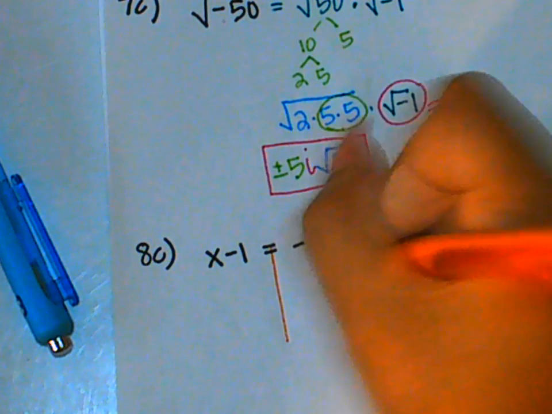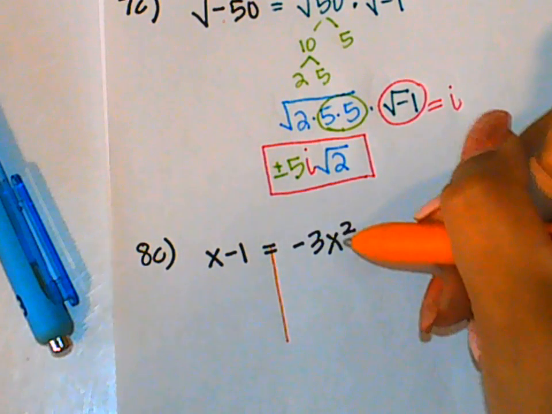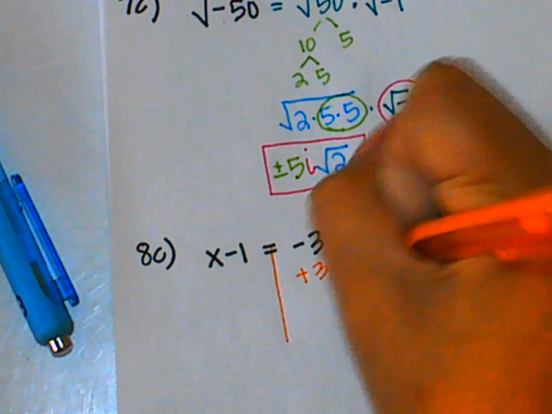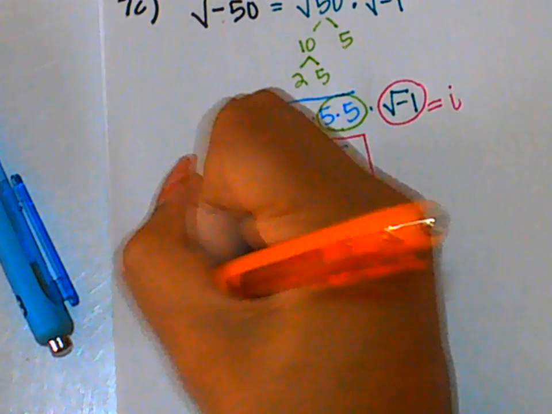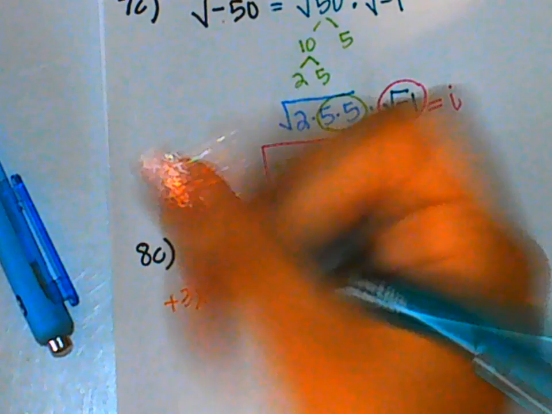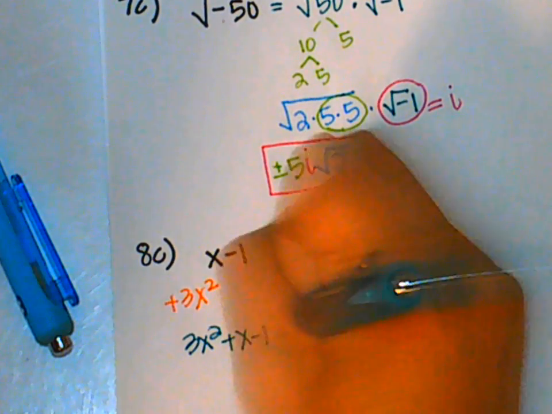I could move this to the other side, but I don't like a negative when it comes to x squared. It just looks ugly to me. So I'm going to add the 3x on this side, which cancels it out, and move it over here. So I get 3x squared plus x minus 1 is equal to 0.